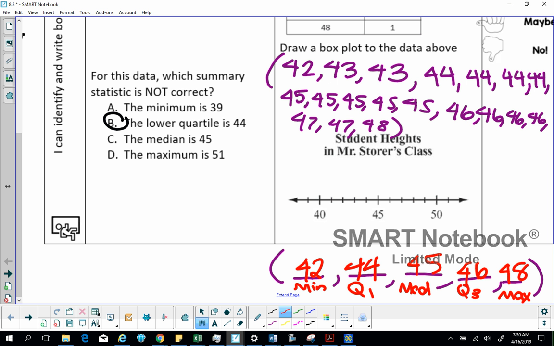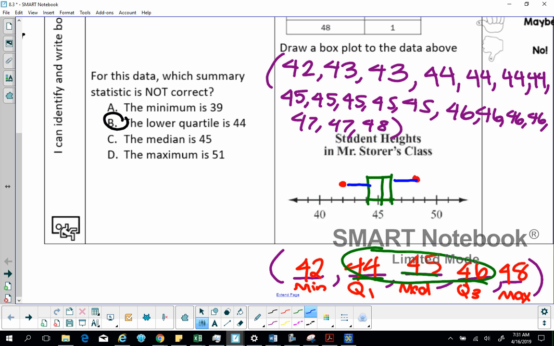Then we know that our min and max are dots. So at 42, which is 2 after this, I'm going to put a dot. At 48, right here, I'm going to put a dot. And then I'm putting 3 lines to represent these 3. So I put 1 at 44, 1 at 45, 1 at 46. That's these 3 numbers. And then I draw my box. And then I draw my whiskers.